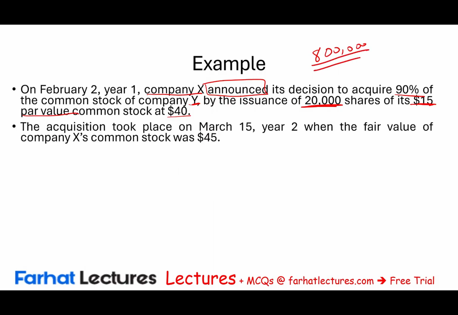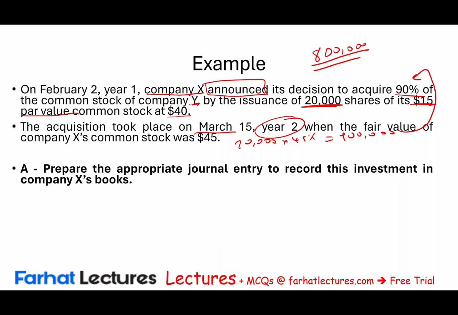The acquisition took place over a year later, March 15, year 2, when the stock price was $45. Well, it means now we paid $900,000 to buy 90% of Company Y, because what matters is not when we made the announcement. What matters is when we actually acquired their stock. So to prepare the journal entry, first thing we have to know, how much did we pay for the company?